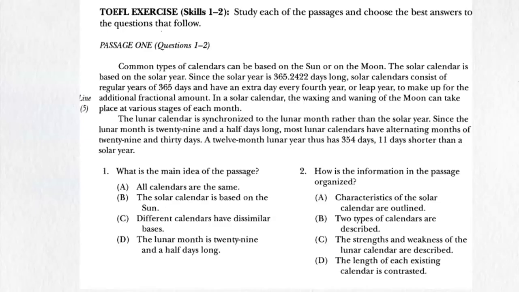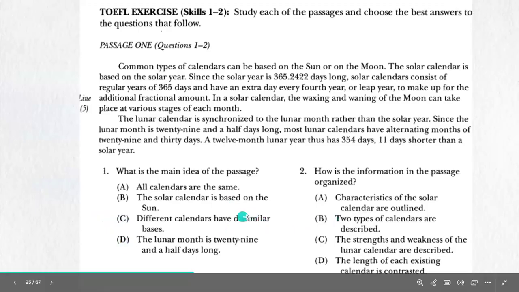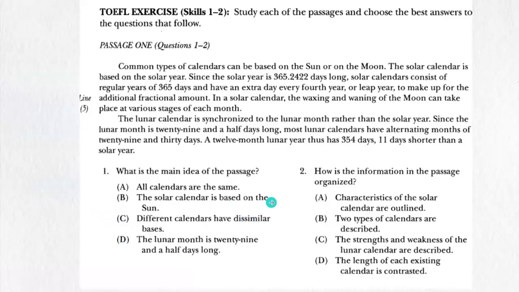Okay, the correct answers are 1C, different calendars have dissimilar bases. And number 2B, two types of calendars are described. Now, if you analyze, these two questions are closely related. Different calendars, two types of calendars.